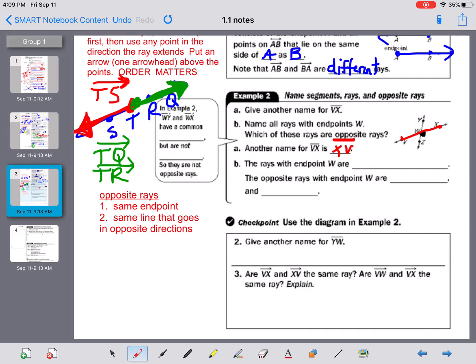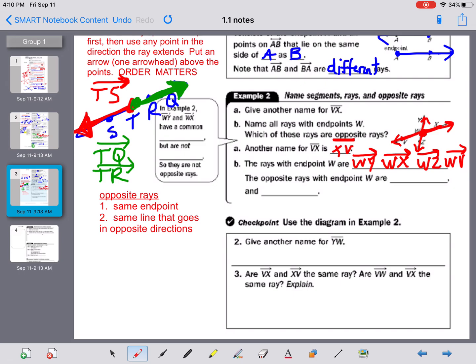It says name some rays with endpoint W. So think of W as your sun. Where can it go from there? Well, we can go straight up and go WY. So that means it started at W and went through Y. We can go to W and go through X, so I'm going to go W and go through X. I can start at W and go through Z, WZ. I can start at W and go through V, so WV. All of those are rays that have an endpoint of W or start at W.